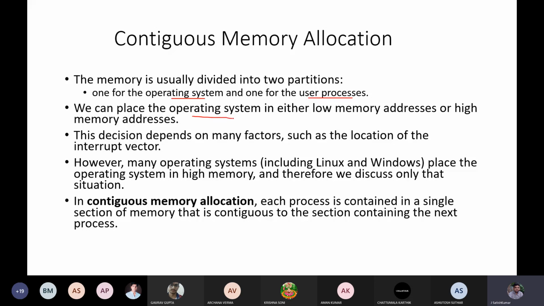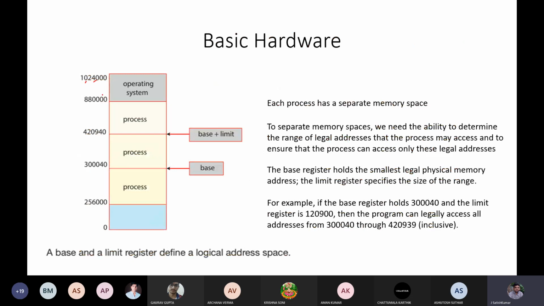We can place the operating system either in the low memory addresses or the high memory addresses. Where we keep it depends on various factors, such as the location of the interrupt vector and so on. But many operating systems, Linux or Windows, place the operating system in the high memory. Therefore, we'll discuss that situation only. In this example also, the operating system is kept in the high memory locations. We can keep it from 0 to some memory location, and allocate the remaining memory to processes.